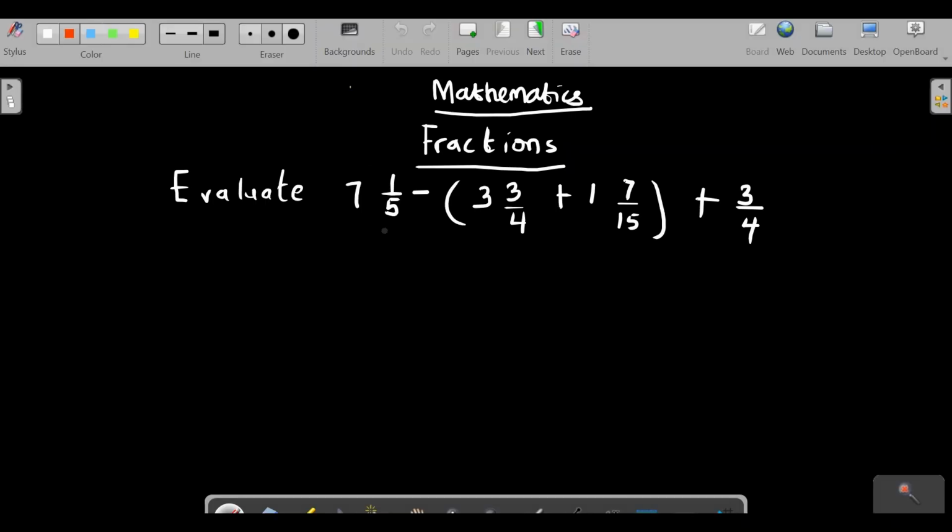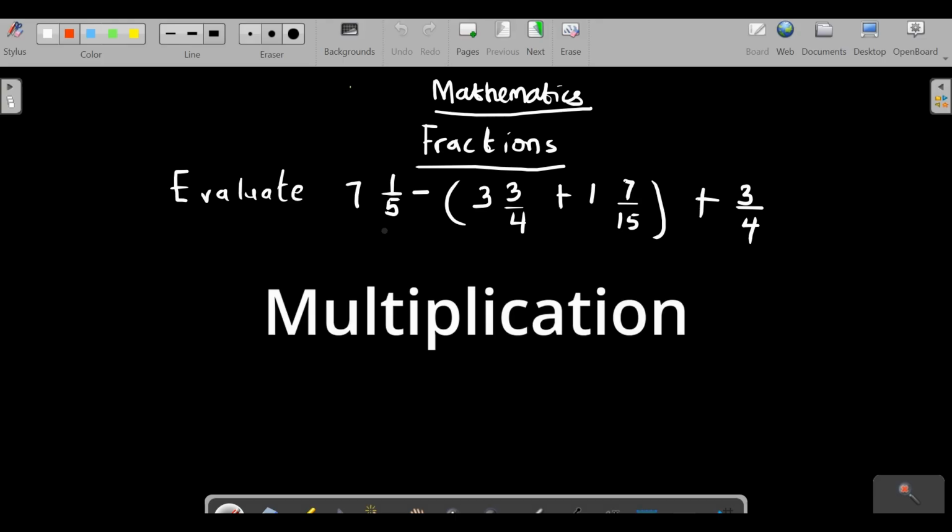In today's class, we'll be solving the fraction question on the board. The question says 7 1/5 minus bracket 3 3/4 plus 1 7/15, plus 3/4. So how do you solve or simplify this kind of fraction when you have different operations in it? In mathematics, in case you don't know, we have 4 basic operations, which are addition, subtraction, multiplication, division.